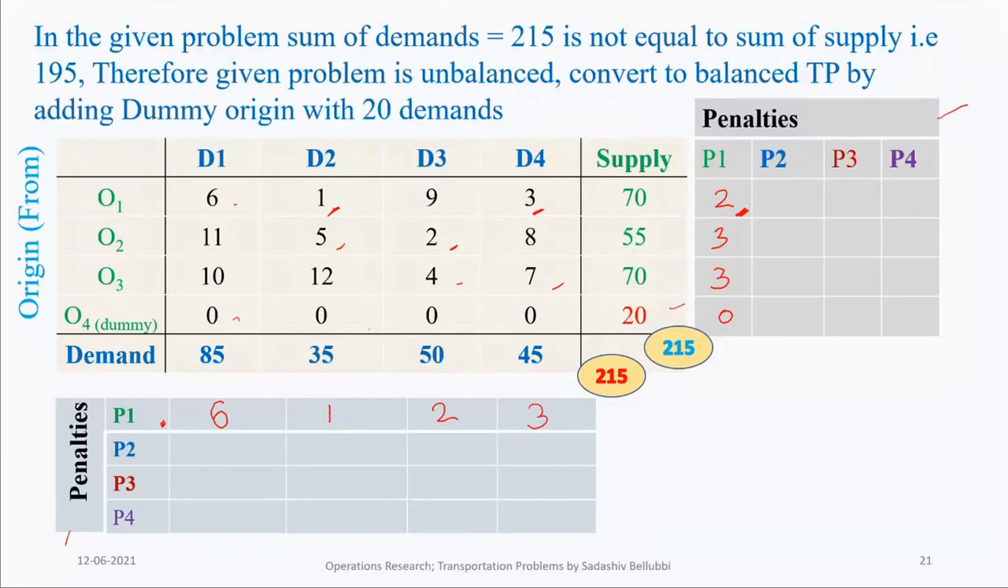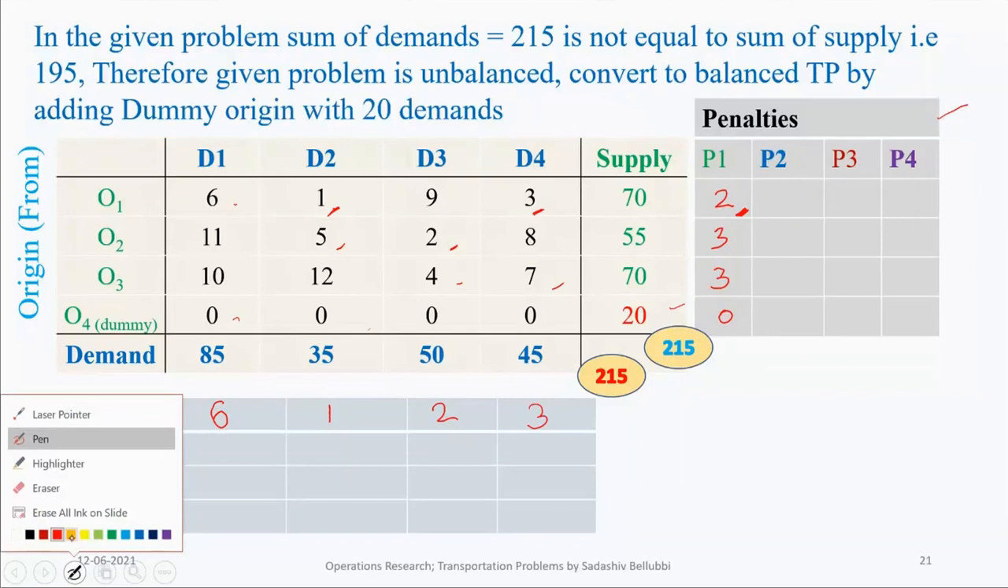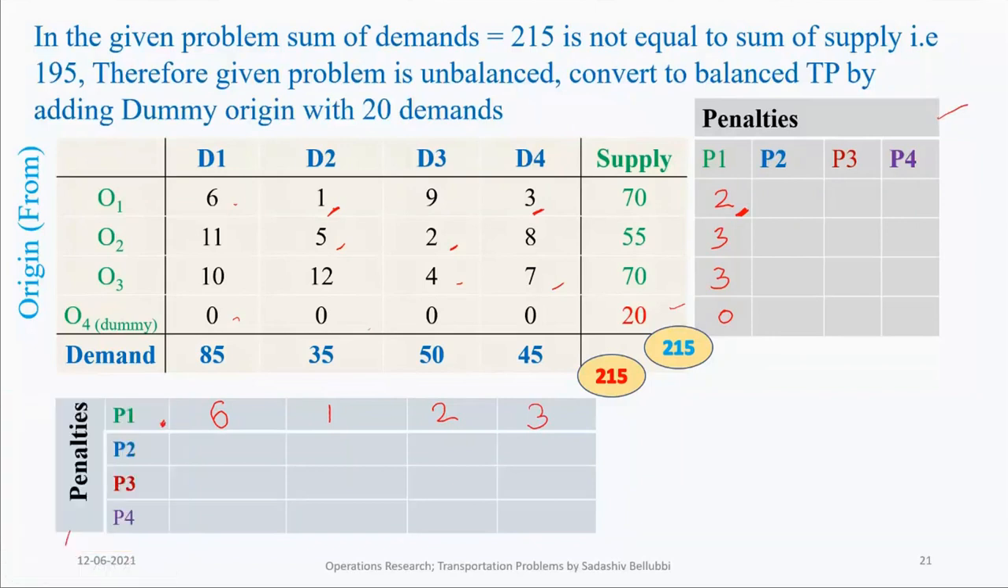Once you finish writing the penalties for the first iteration, you need to identify the highest penalty out of all the 8 penalties. Which is the highest penalty? The highest penalty is 6. We need to select this 6. Once we select this 6, then in the D1 column, we need to identify the least number. The 0 is the least number.